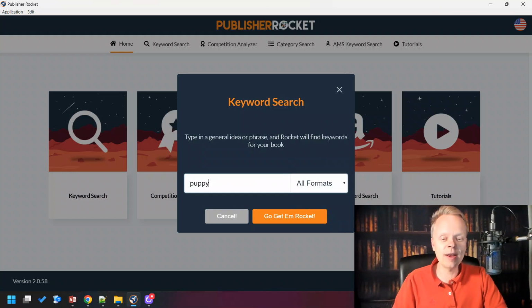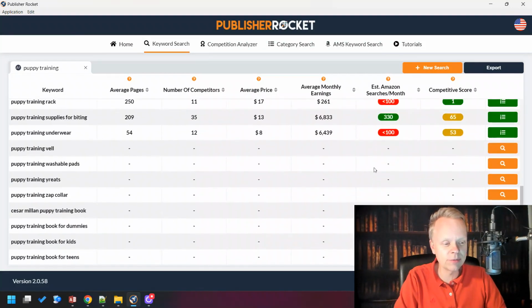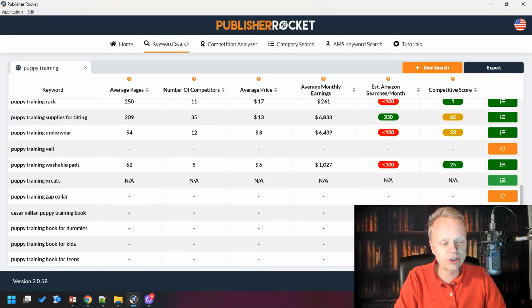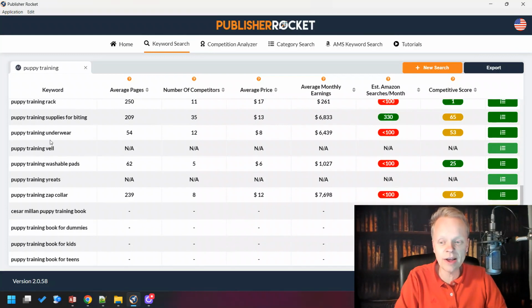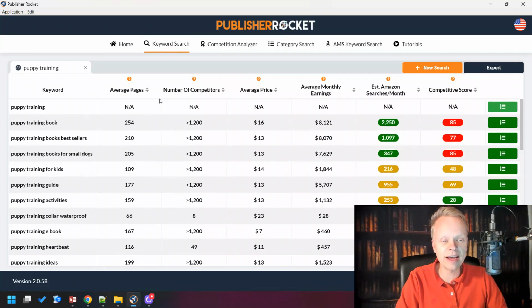So if we type in puppy training here, okay. We're going to type in puppy training because that's the one I normally like to target. And we say go get 'em Rocket. And what happens is it goes in there and it pulls them through. Now, I had already done a little bit of a search here, see? So if I click search, first of all, it gives me a whole load of keywords that people are already searching on. Now, you'll notice the thing I care most about is not any of these concepts here, okay?